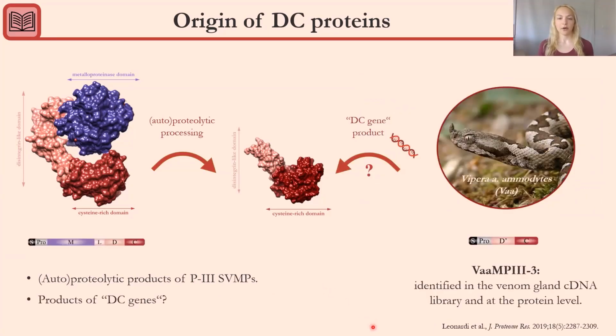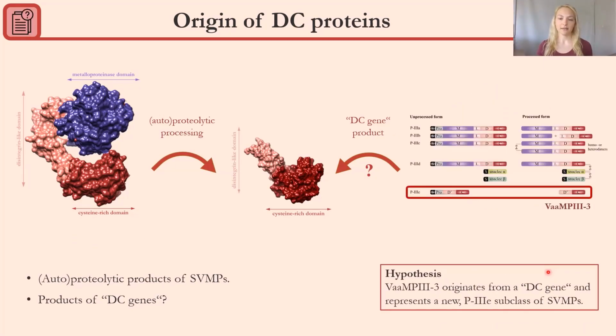In the cDNA library of the most venomous European snake, the nosehorn viper, we found a transcript of a gene that has a typical SVMP pre-pro domain and a truncated Disintegrin-Like domain and a Cysteine-Rich domain. So it lacks the entire Metalloproteinase domain and part of the Disintegrin-Like domain. It was named VAMP33, and it was also detected at the protein level in the nosehorn viper venom proteome.